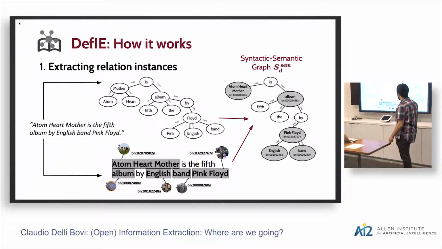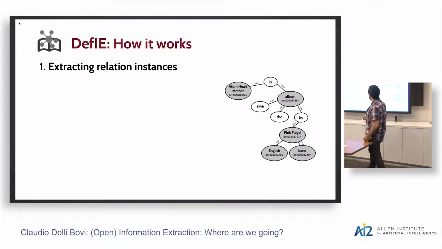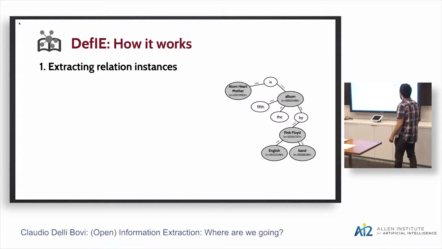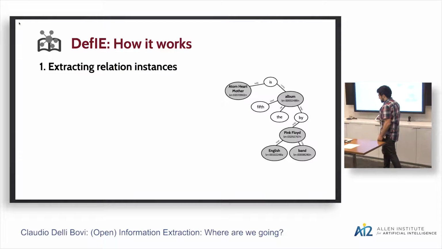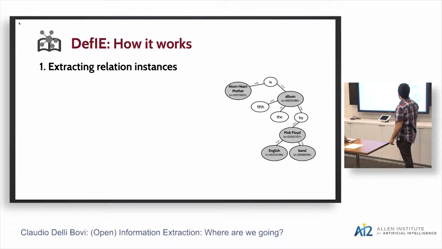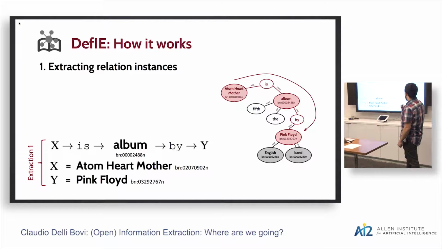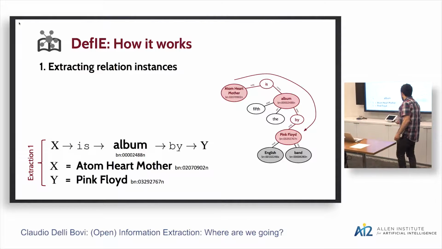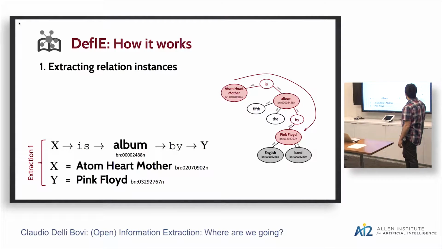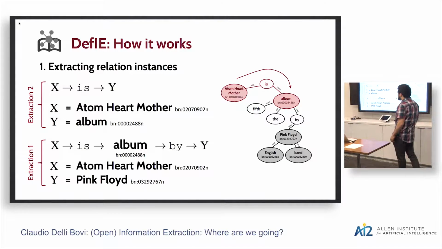And then once we have this, we extract relation instances from this representation. We do it in a fairly standard way, I would say. We pick two entities, say Atom Heart Mother and Pink Floyd, and then we look for the shortest path that connects these two entities and includes at least a verb or a copula. So that will be X is album by Y, where X is Atom Heart Mother and Y is Pink Floyd. And this would be a triple that we extract. Another triple would also be this: X is Y, which is the easy relationship, still between Atom Heart Mother and album.